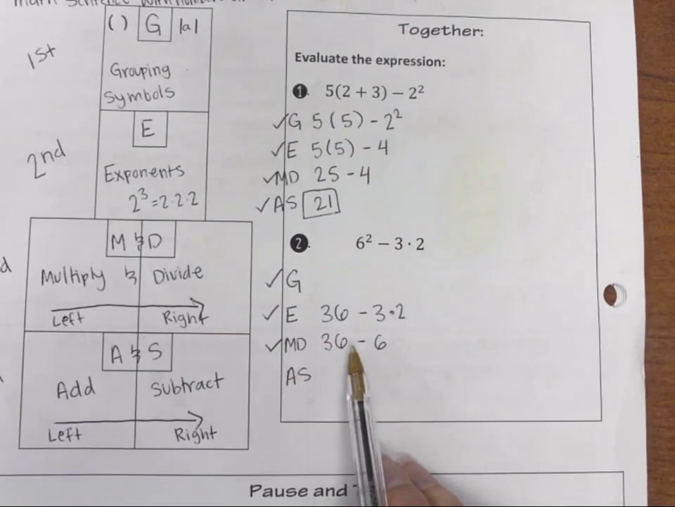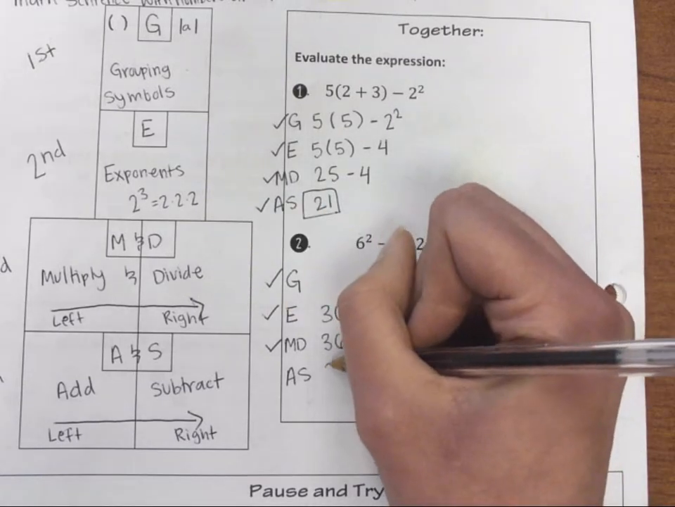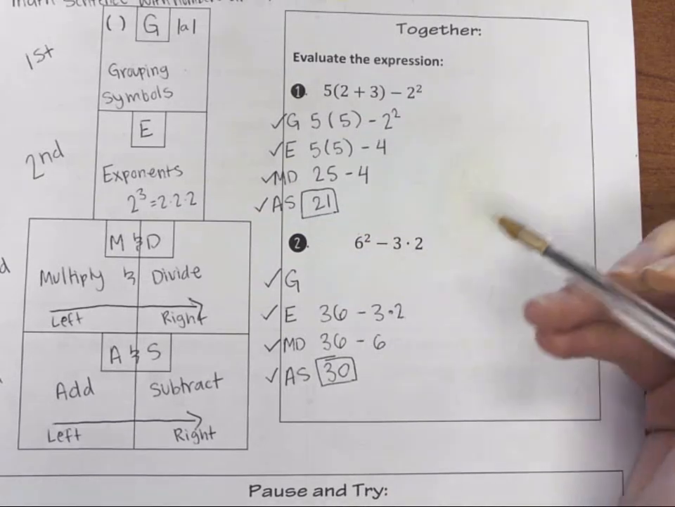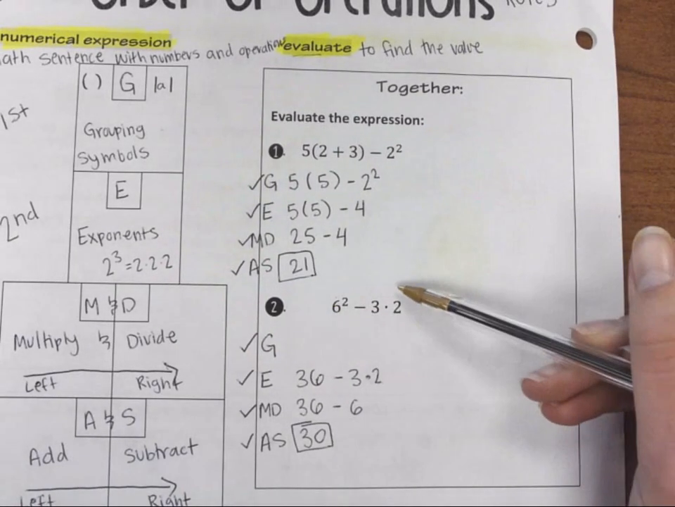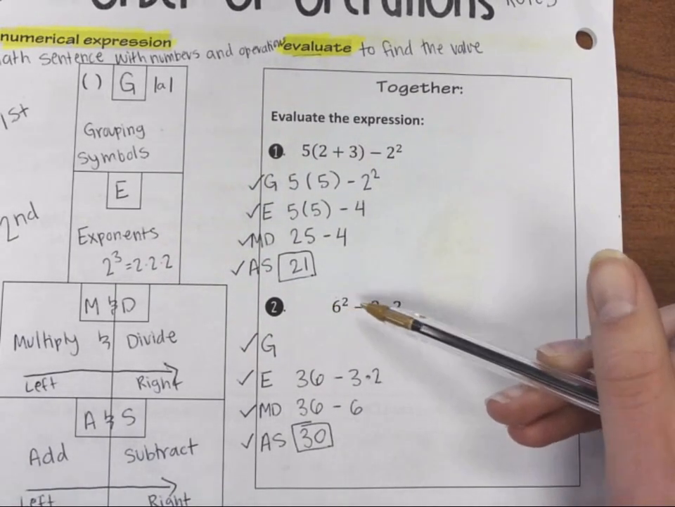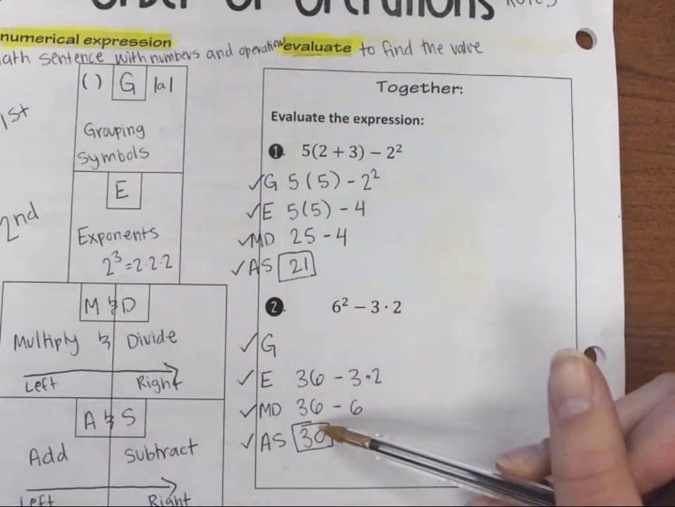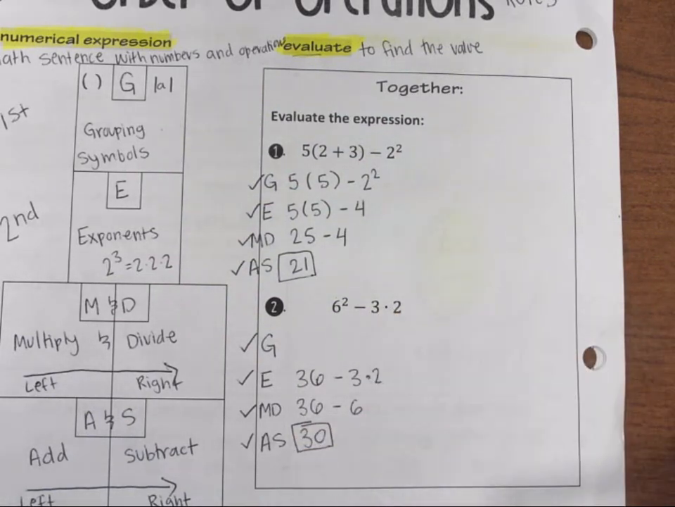Okay, my fourth and final step again is going to be addition and subtraction. Again, on this one we have another subtraction. 36 minus 6 gives me 30. Check. This will be my final answer, so I know that when I find the value of this expression right here, 6 squared minus 3 times 2, I do my order of operations and it gives me the answer of 30. Okay, go ahead and pause and try this on your own.